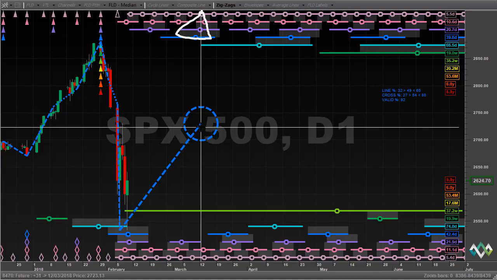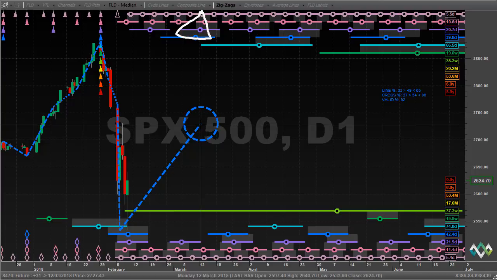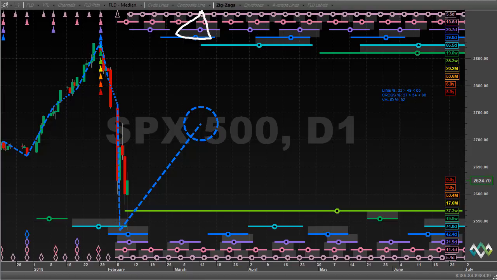And so it calculates the expected time for the 40-day cycle peak to form as being the 12th of March of this year. So if you've got a pencil and a piece of paper, just note that down. We were expecting a 40-day cycle peak to occur on the 12th of March. That's what the zigzag tool was telling us to expect.